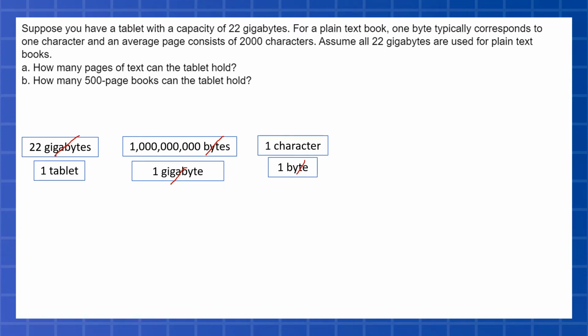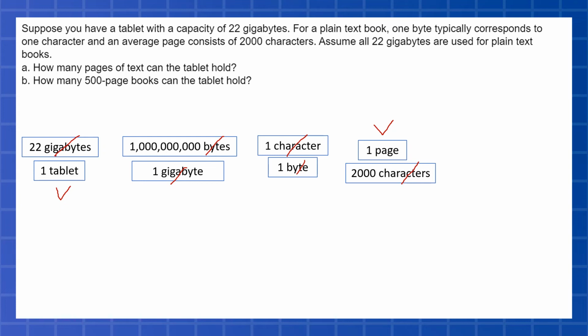Now, how many characters are on a page? We have that in the problem. It says there are 2,000 characters on a page. And notice that every time I have something on the top and on the bottom, I can cancel it out. I can simplify that. Now I'm left with 1 page and 1 tablet. So I'm left with page and tablet. Those are the only units left over, but I also have numbers.